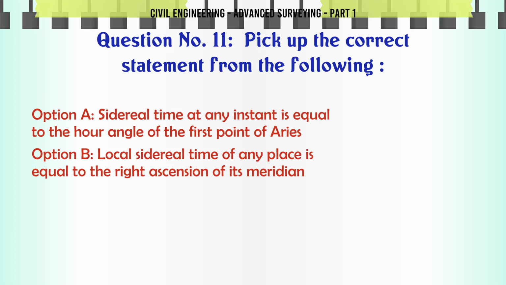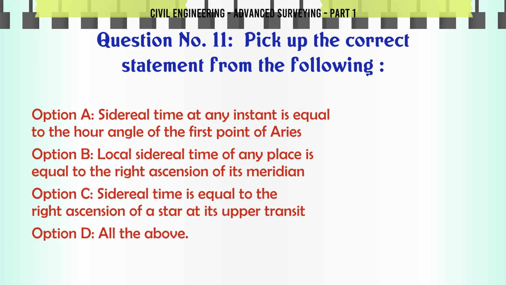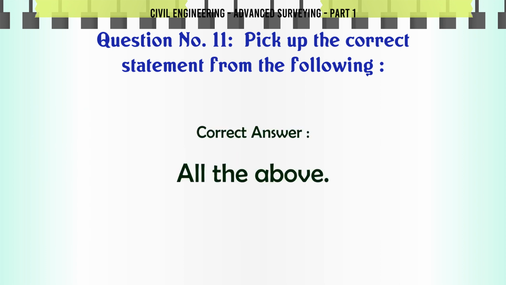Pick up the correct statement from the following. A. Sidereal time at any instant is equal to the R angle of the first point of Aries. B. Local sidereal time of any place is equal to the right ascension of its meridian. C. Sidereal time is equal to the right ascension of a star at its upper transit. D. All the above. The correct answer is all the above.